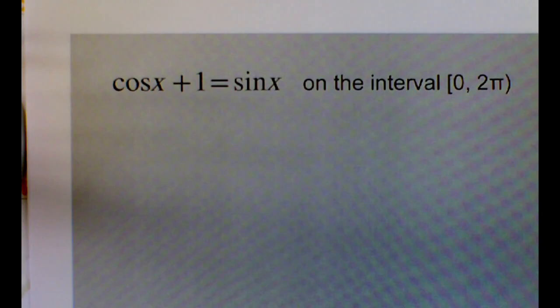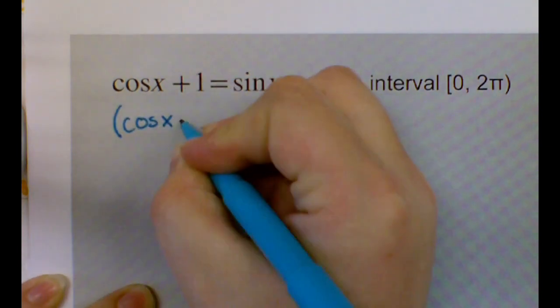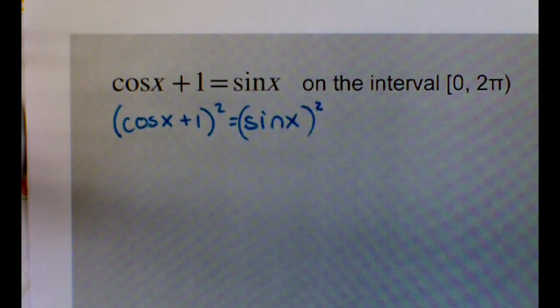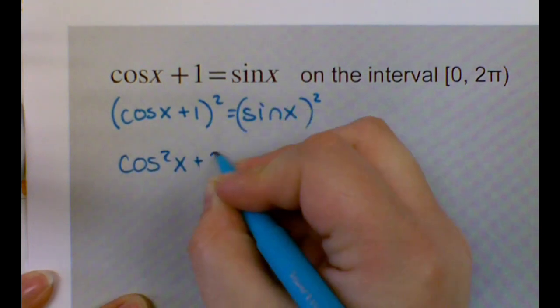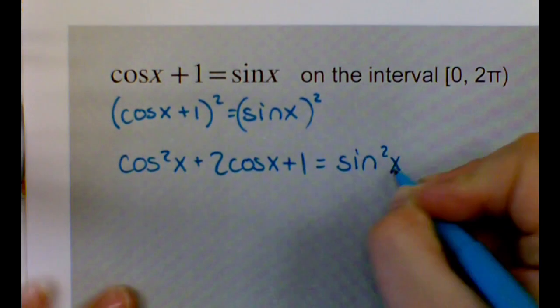All right, cosine of x plus 1 equals sine of x on the interval 0 to 2 pi. That's not a property or anything along those lines. So what on earth am I trying to do with this? The only way to make it a property is to square both sides. And that is a special trick. So when I square the left, I get cosine squared plus 2 cosine of x plus 1. And the right gives me sine squared of x.